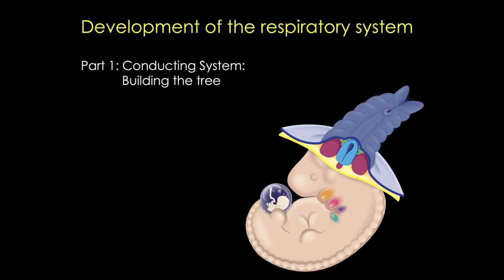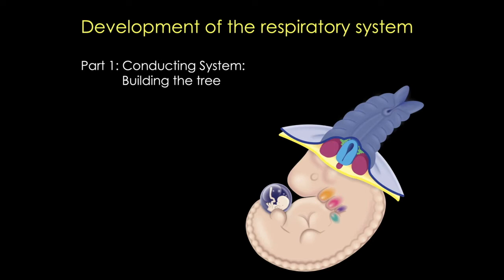Welcome to Respiratory System Development, Part 1, the Conducting Zone. The respiratory system provides for exchange of oxygen and carbon dioxide to and from the blood. Respiratory organs include the lungs and a branching system of tubes that link the sites of gas exchange with the external environment. Now, anatomically, the respiratory system can be divided into the upper and lower respiratory tracts.